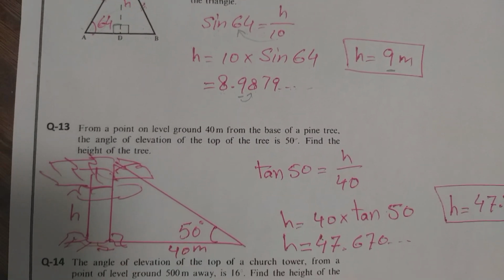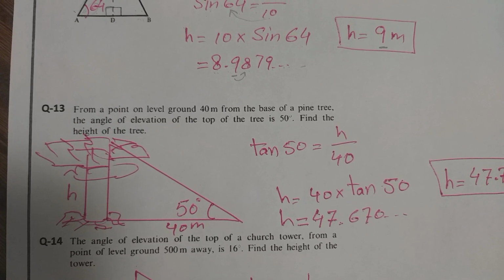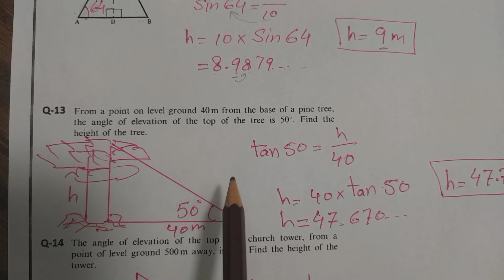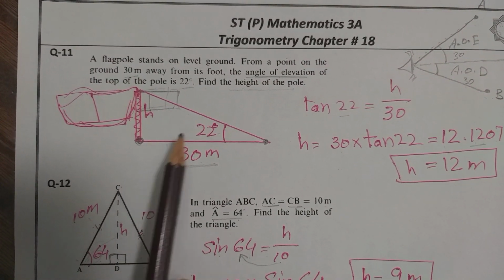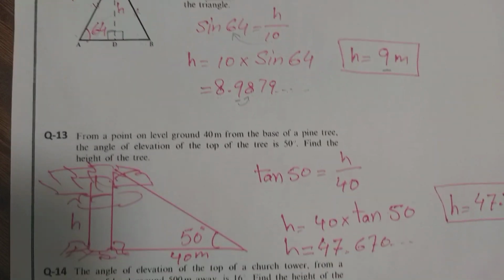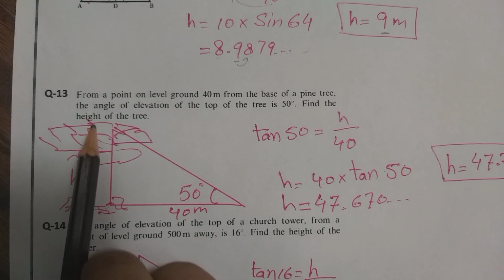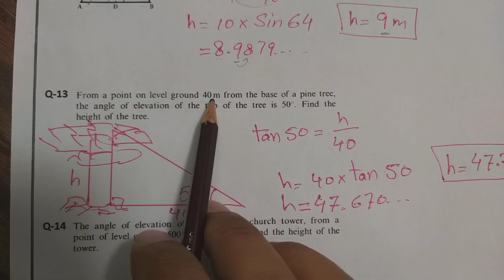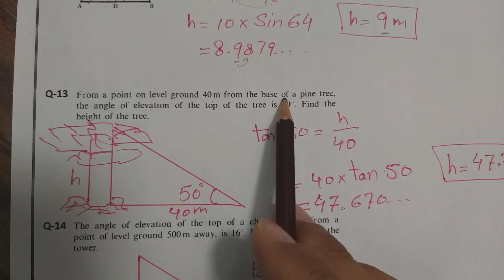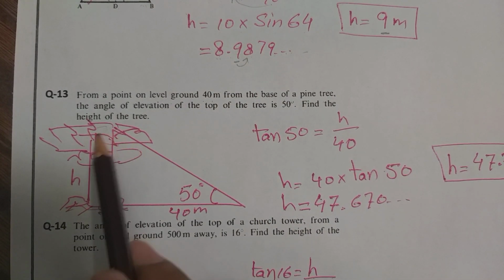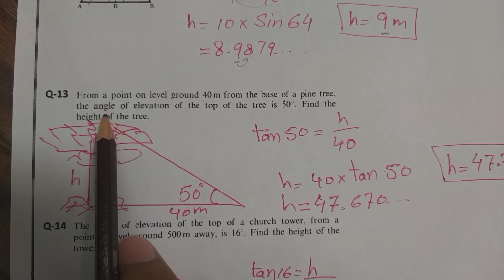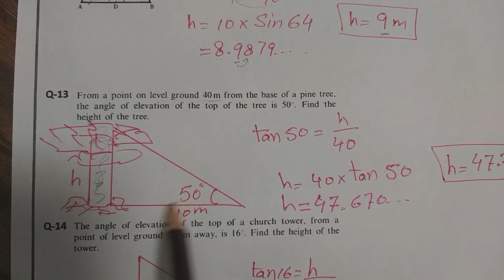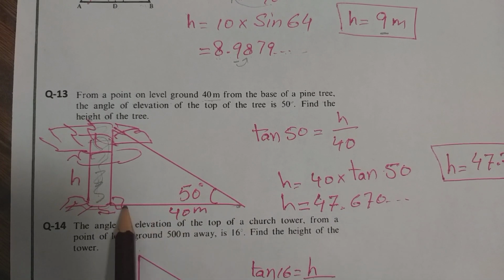In the next question, which is question number 13, from page 4, again it's the same question as question number 11. As we did here, question number 11 and question number 13 are the same question. From a point on level ground 40 meter from the base of the pine tree. So for example, this is the pine tree, and from the base of the pine tree the point is 40 meter away from it.